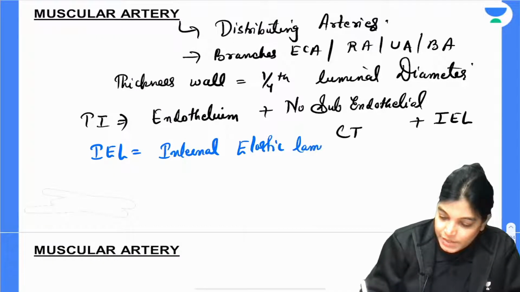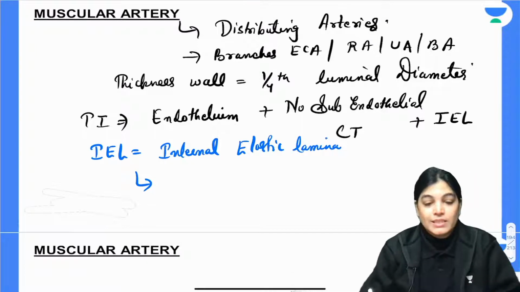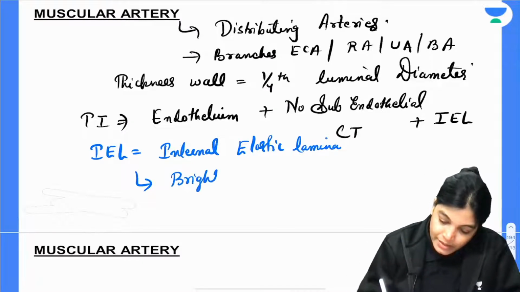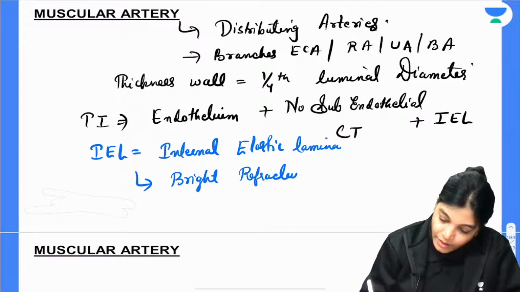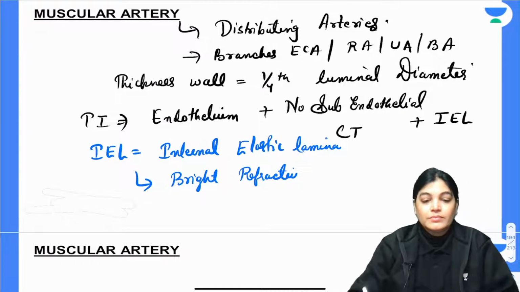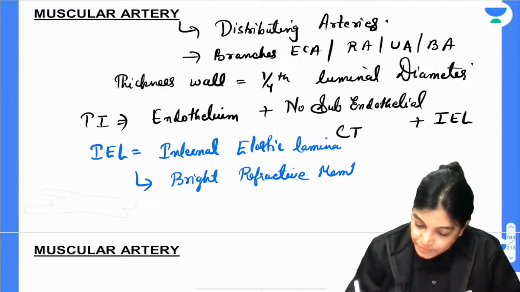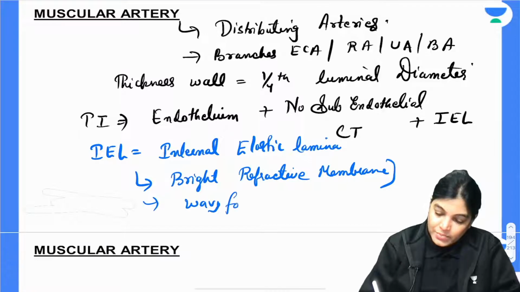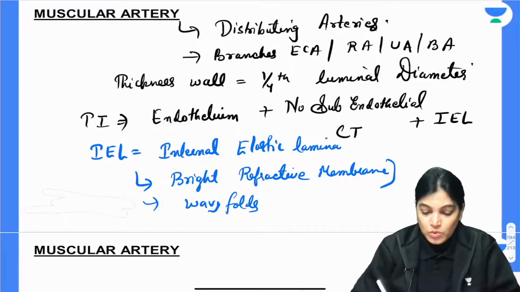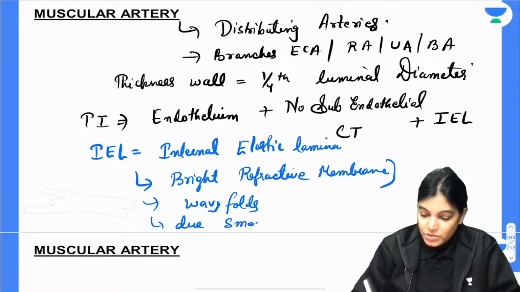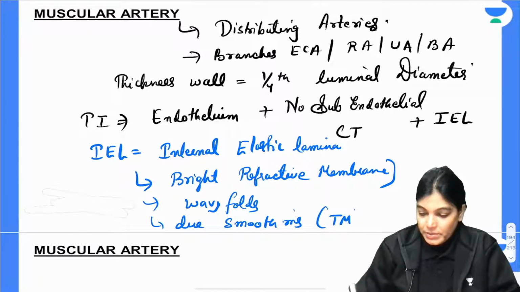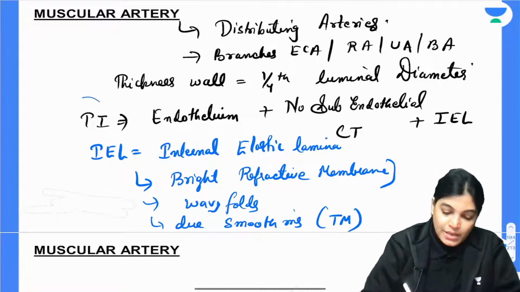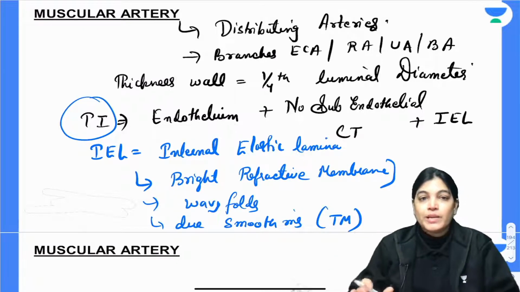If you see it in the histological image, the internal elastic lamina is a bright, refractile membrane, and it will be wavy, with wavy folds. Why does it appear wavy? Due to contraction of the smooth muscles present in the tunica media, which makes it more refractile and wavy in appearance. The internal elastic lamina is the key feature that differentiates the tunica intima from the tunica media.